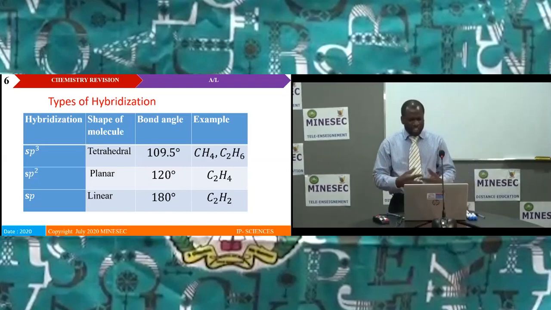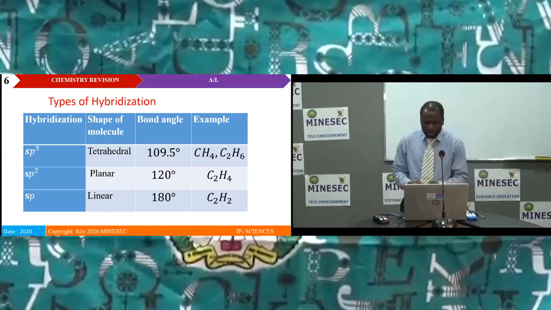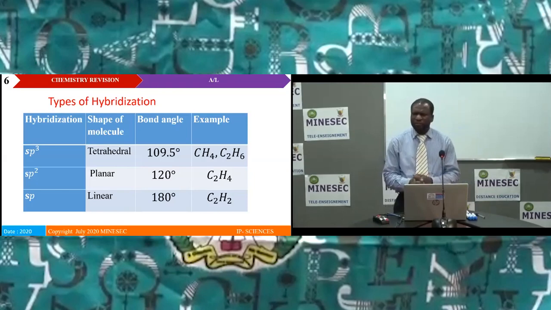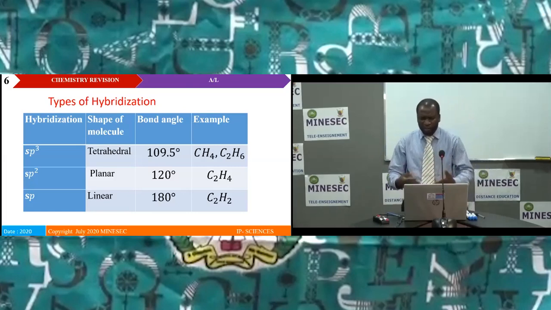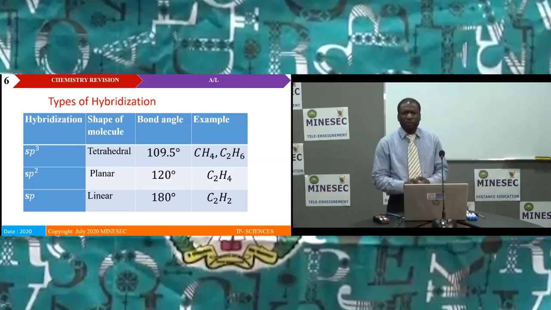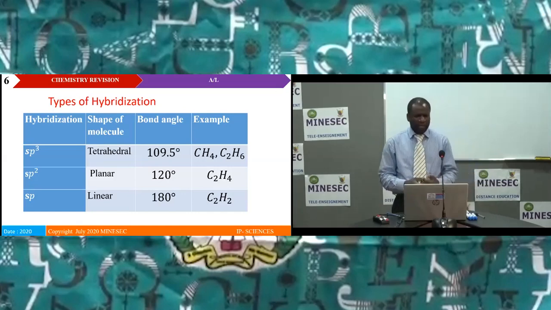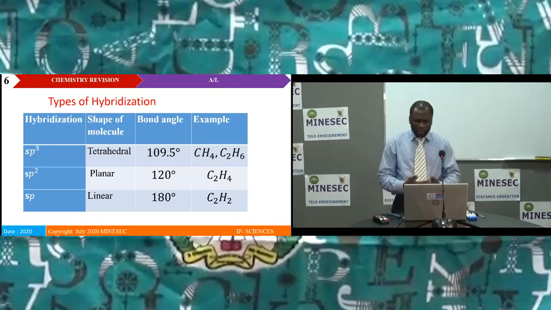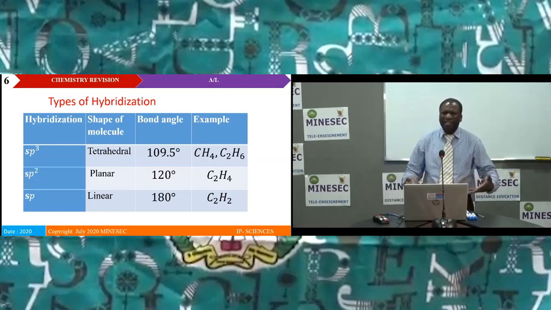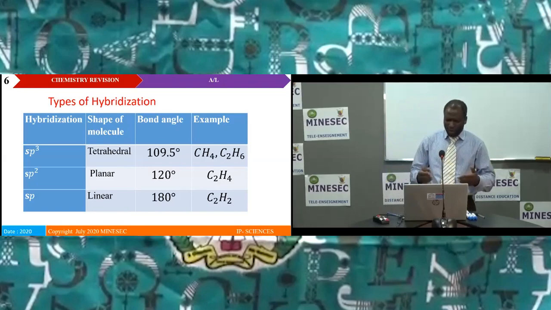sp2 hybridization gives room to planar shapes of bond angle 120. And this is common with the homologous series of alkenes, where the carbon atoms are linked by a double covalent bond. And the final hybridization, sp, gives room to a linear molecule with bond angle of 180. And this is common with the homologous series of alkynes, where the carbon atoms are linked by a triple covalent bond.